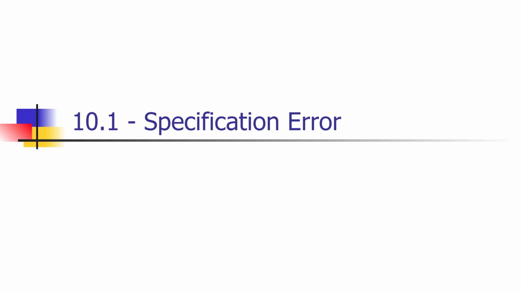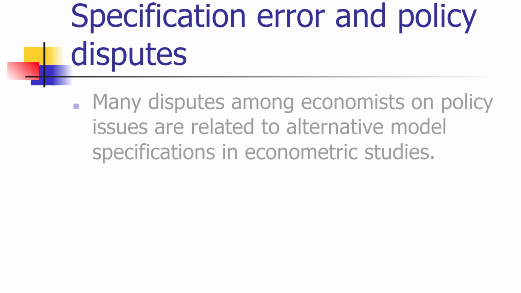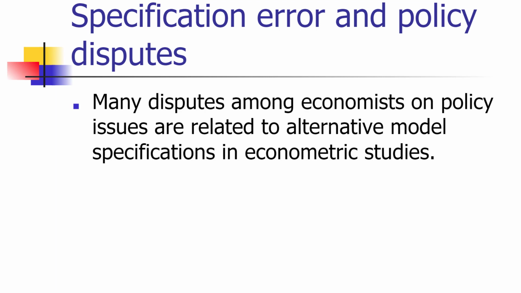In this video, we're going to discuss issues associated with model specification. Specifically, we're going to talk about what happens when you make mistakes in the models that you choose. Economists have estimated many different models out there, and one of the main sources of dispute among economists is that they get very different results when they choose different model specifications.